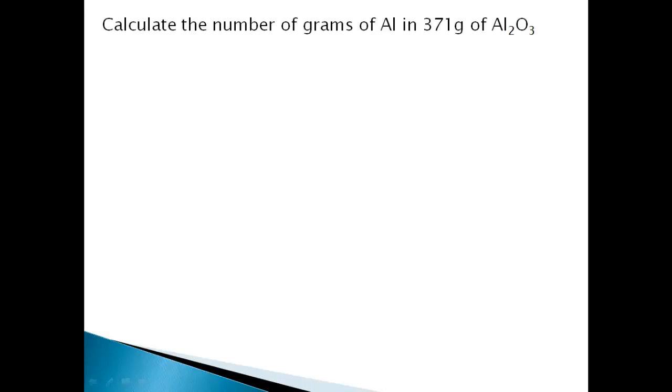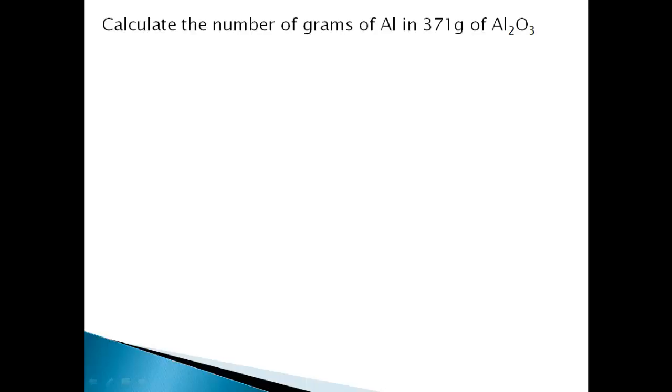So chemists often want to know the actual mass of an element in a certain mass of a compound. And because the percent composition by mass of the element in the substance can be easily calculated, the problem can be solved really fast. For example, we'll do this problem. Calculate the number of grams of aluminum in 371 grams of aluminum oxide, Al2O3.